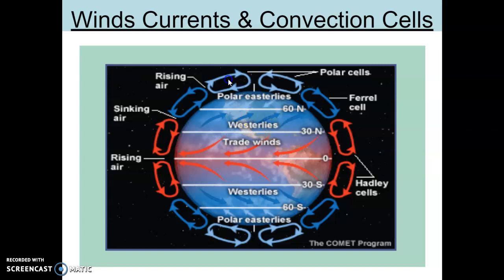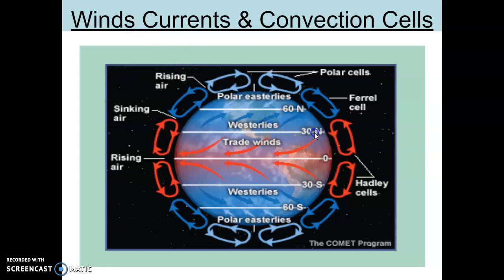Now, we also have the polar cells. And the polars, yep, you guessed it, they're at the poles. So where the air rises with the Ferrel cell, it also rises in the polar cell, moves up toward the pole, and then sinks back down again. Because think about it, the poles are going to be the coldest. That's where the air is going to sink. Cold air sinks, right? And remember, this is all in comparison to the air around it. So that's the basics of the wind currents in the convection cells.